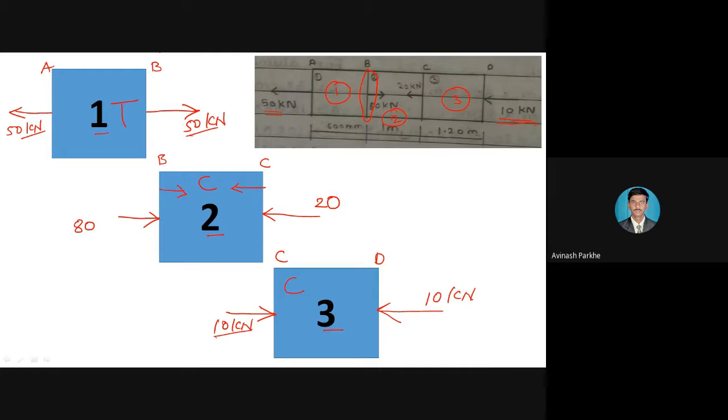Point B is common for section 1 and section 2.